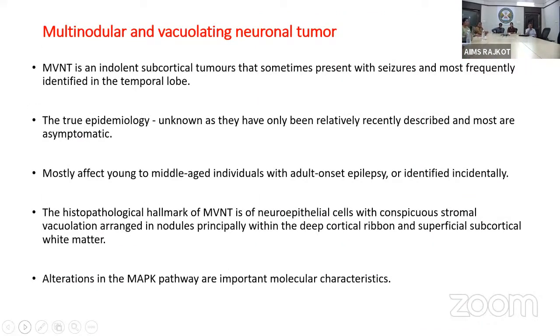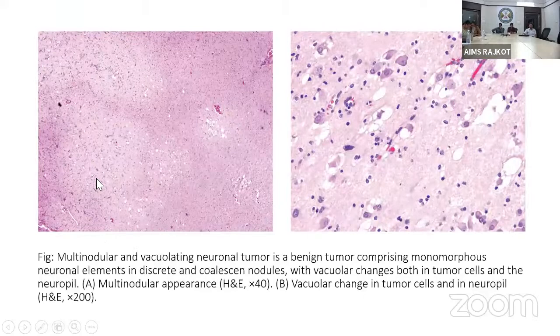Third entity is multinodular and vacuolating neuronal tumor. It is an indolent subcortical tumor. Although the true epidemiology of this tumor is not known, it mostly affects young to middle-aged individuals with adult onset epilepsy. There is an alteration in the MAP kinase pathway in this tumor. On histopathological examination, at low power, this tumor shows a multinodular appearance, either discrete or confluent. And on high power, this shows vacuolation not only in the tumor cells, but also in the underlying stroma.